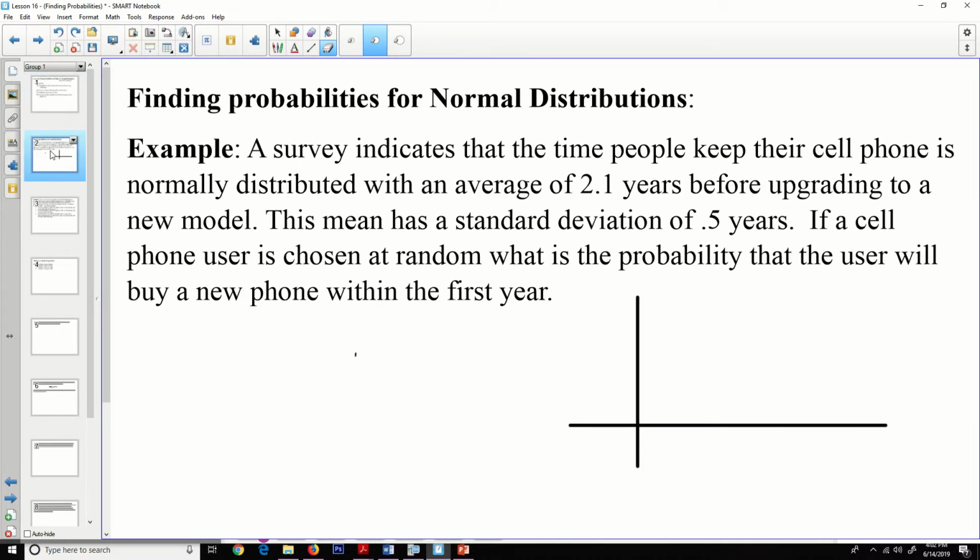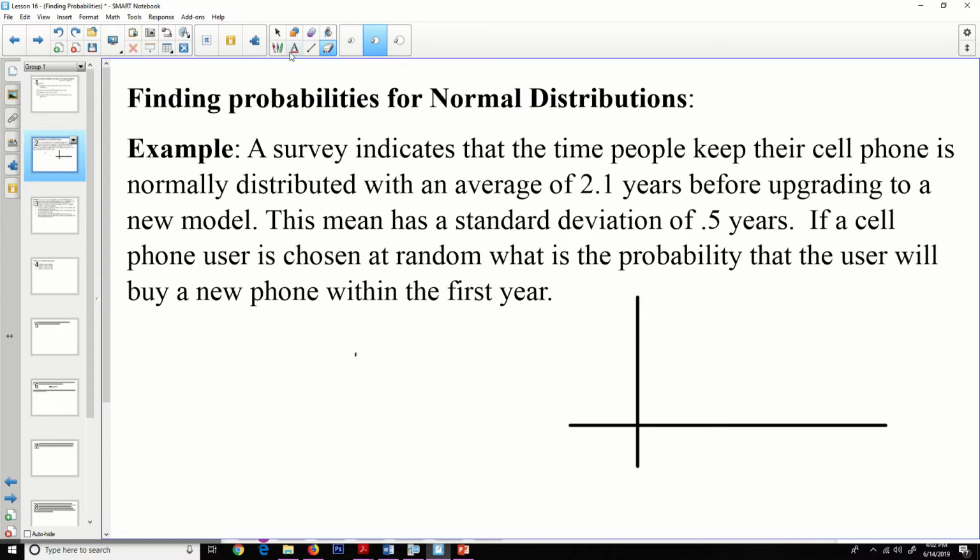So let's hit a quick example here and talk about what it means in the context of what we learned in the last lesson. A survey indicates that the time people keep their cell phones is normally distributed with an average of 2.1 years before upgrading to a new model. 2.1 years, I think I said 2.4. This mean has a standard deviation of 0.5 years. If a cell phone user is chosen at random, what is the probability that the user will buy a new phone within the first year?